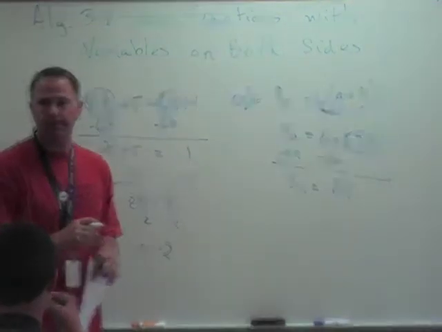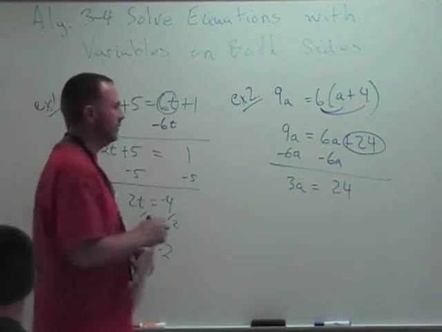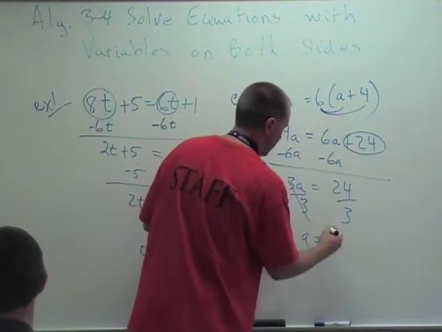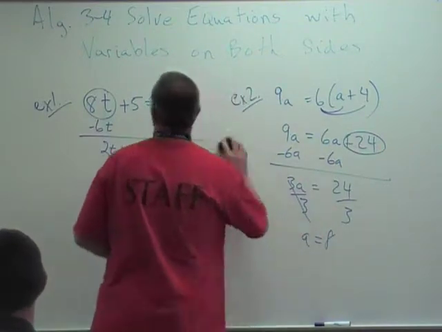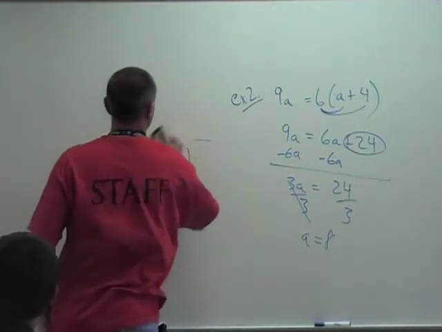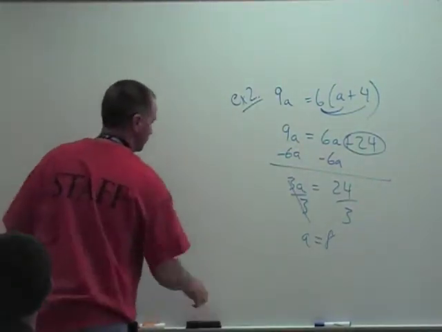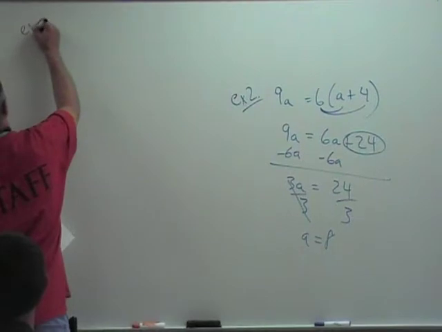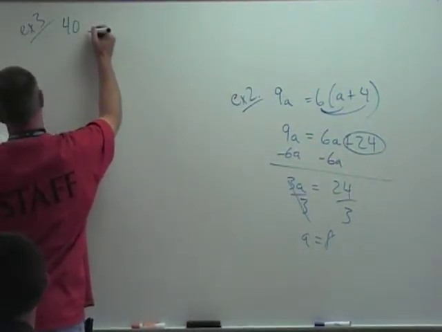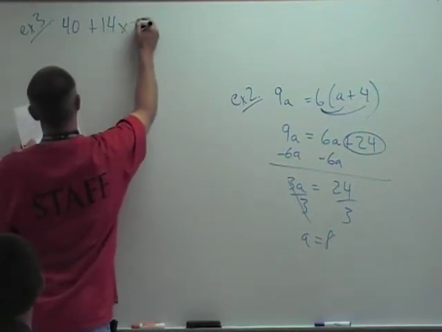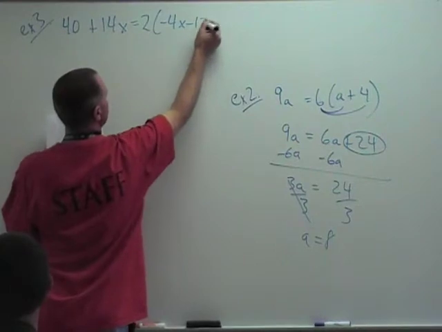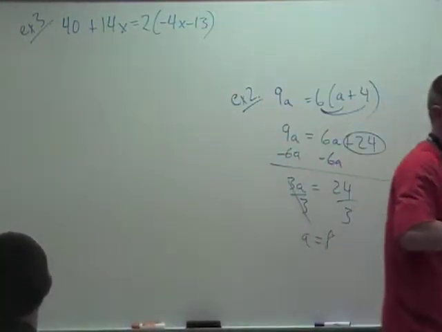Now what, Sophie? Divide by 3. Divide by 3. A equals 8. Okay? All right, so let's do another example. Example 3. Let me try this. 40 plus 14x equals 2 times the quantity -4x minus 13. Go ahead and try that.